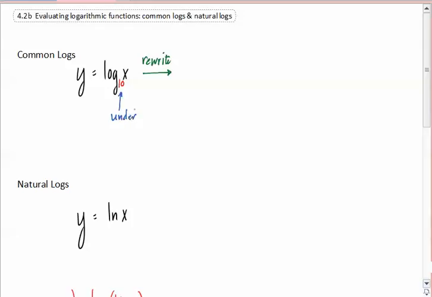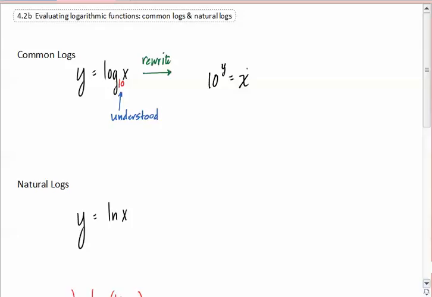And that's what all common logs have. It's understood to be there, so we don't have to write it. So when I don't see a base on a logarithm with the word log, then I know it's a 10. Now that we know that there's a 10 there, let's rewrite it in exponential form. We have 10 to the power of y is x.